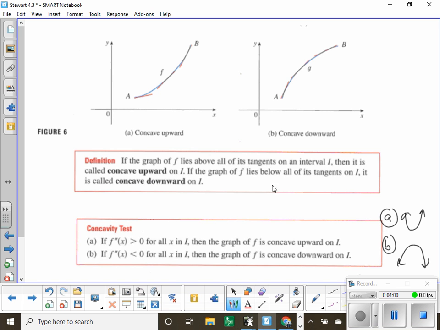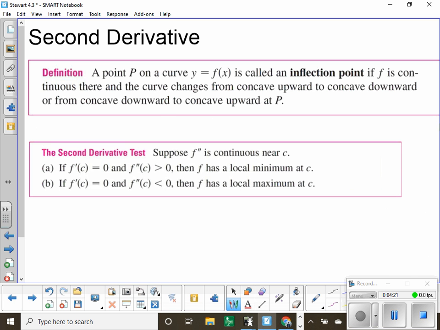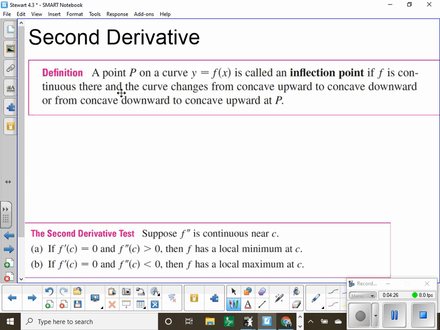Then right here we talk about the concavity and the relationship to the tangents. So if you have concave up, the tangents are underneath the curve. If you have concave down, the tangents are above the curve. So that's another way to think about how it's changing. Inflection points. An inflection point is where it changes concavity. So that's what's going on in this box here.